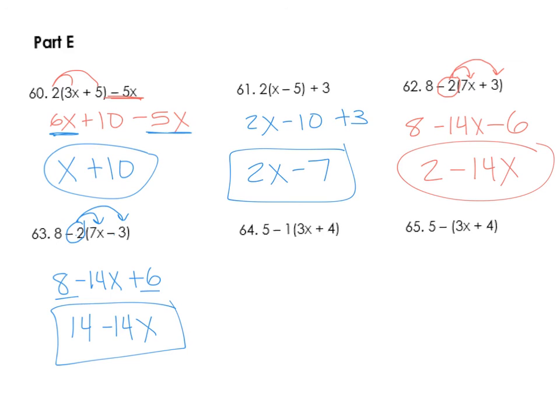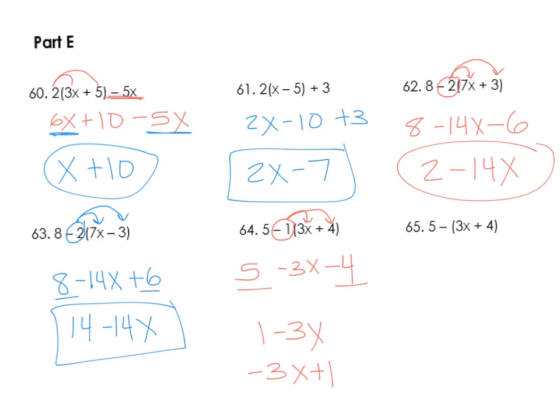All right, what are we distributing? We're distributing a negative 1. The 5 is chilling in front. Minus 3x, negative 1 times 3x, negative 1 times 4. Combine like terms. And again, if you wanted to write this as like negative 3x plus 1, you could do that. There are multiple ways to do this.